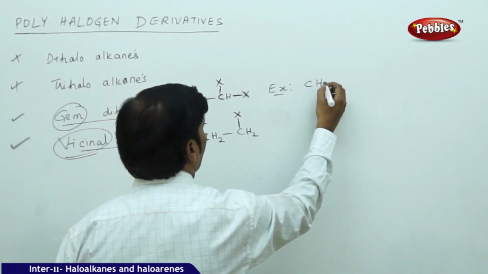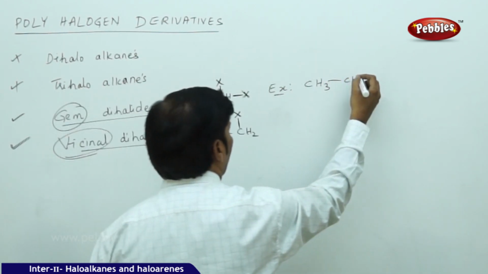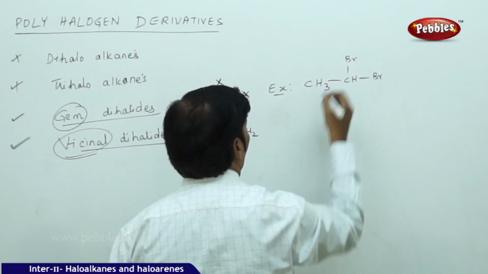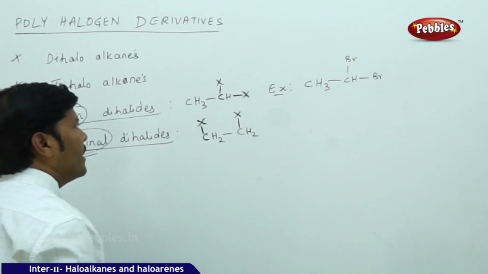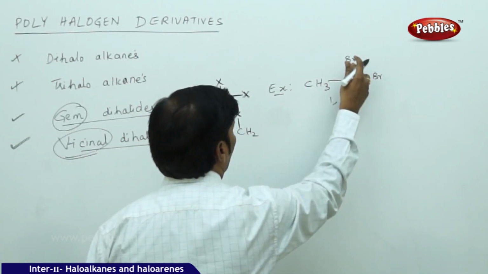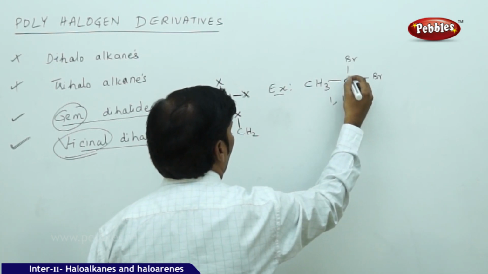Here I can take CH3 single bond CH. In the place of halo groups, you can substitute any halogen. You can take a bromo group and again a bromo group. This is 1,1, there are two bromines on the same carbon. That's why this particular carbon has to be highlighted two times.